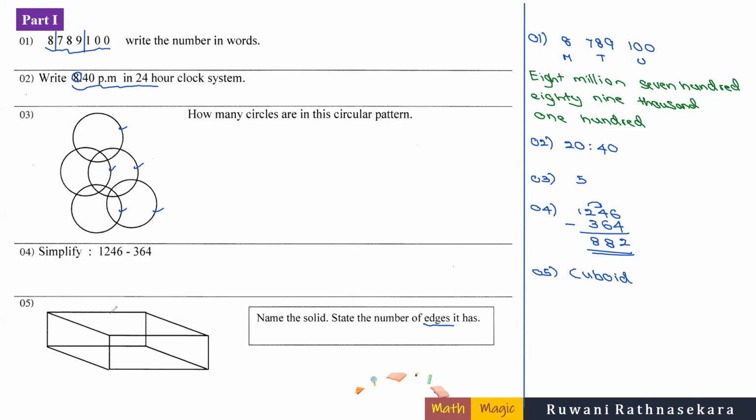We'll count. 1, 2, 3, 4, 5, 6, 7, 8. It has 8 horizontal edges and 1, 2, 3, 4 another 4 vertical edges. 8 plus 4 is equal to 12. The number of edges is 12. Right, we are done with the first 5 questions. I think you did not find these questions much difficult. Now we are moving on to see the next 5 questions of this discussion.